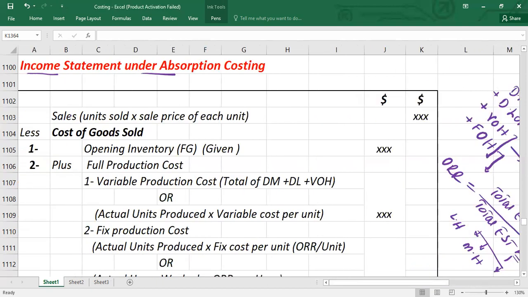So guys, first of all, when you want to prepare the income statement, here we are maintaining two columns for amounts. One is inner and the second is the final column. In the final column, we will show the final amounts of certain workings. The first item which we need to record is sales, because the income statement starts with the sales. For the sales, you always need units sold times the sale price of each unit. Once you multiply, you will get the value of sales, which you will write into the final column.